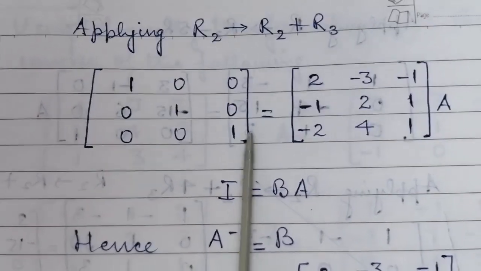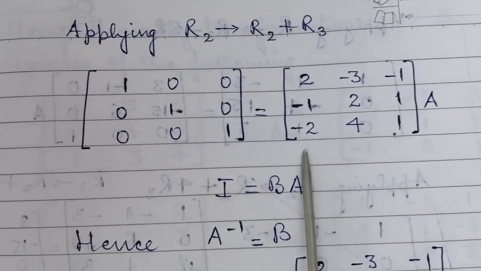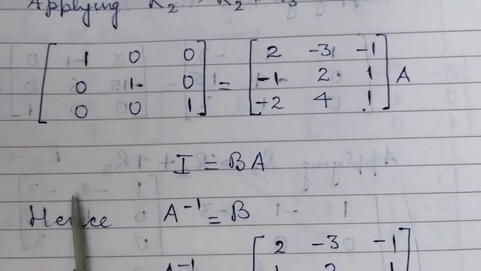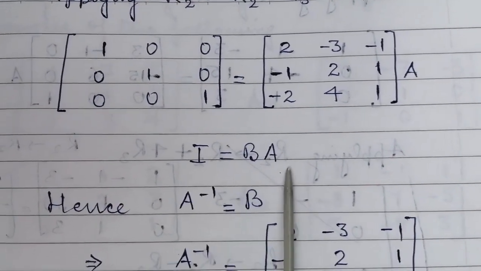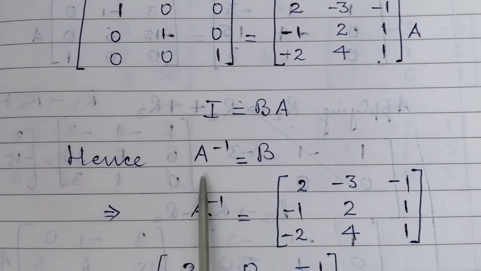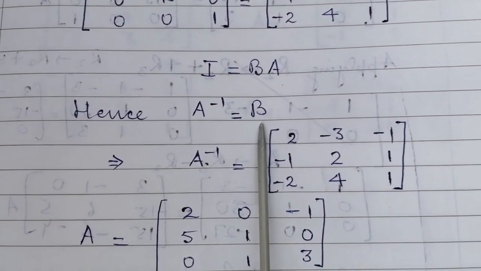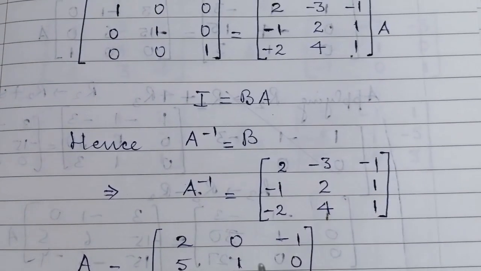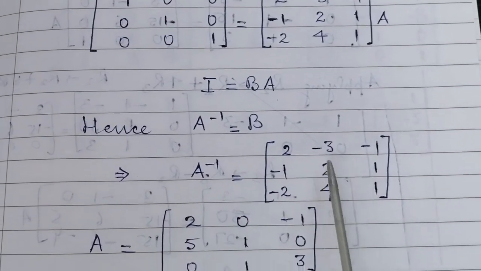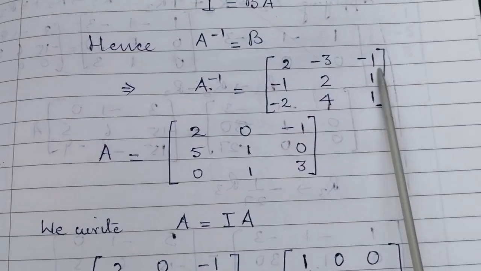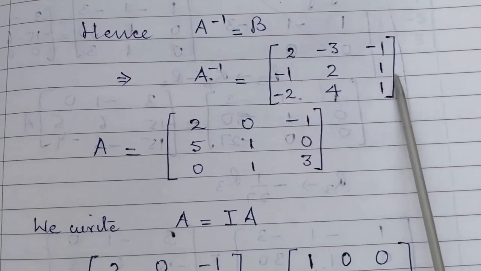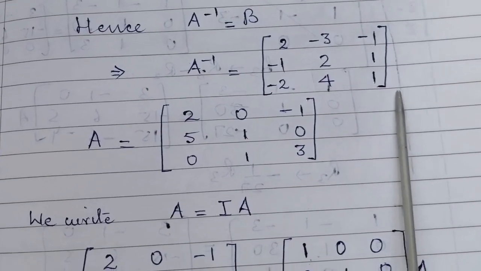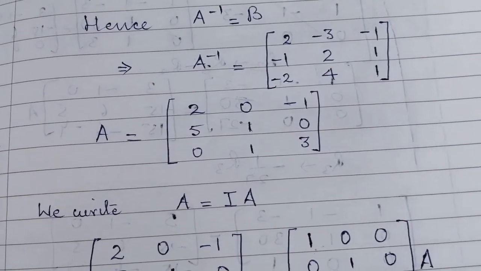So we are getting this identity matrix, and on this side we have got this matrix multiplied by A as it is. So we are getting the form I is equal to B into A, hence A inverse is equal to B, right? That is A inverse is equal to this matrix. So we are getting the A inverse is equal to matrix 2, minus 3, minus 1, minus 1, 2, 1 and minus 2, 4, 1. I hope you are getting what I have explained.